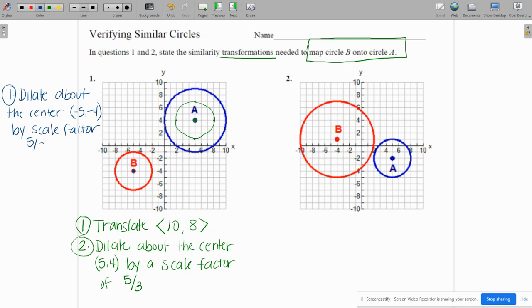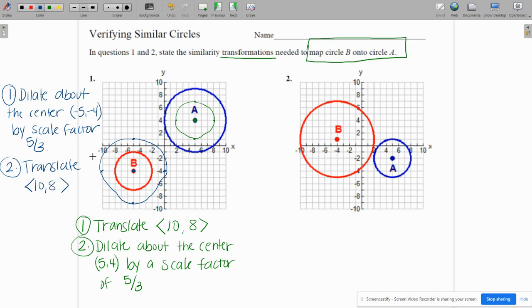of 5/3. And what that's going to do is it's going to keep the center here, but now you're going to have the circle that has the radius of 5. So you have the circle that's now the same size as circle A. Wow, that is a rough circle. But what you can do then is translate that now. So then your second step would be to translate, but you're still going to translate by the same amount. You're going to go right 10 and up 8.